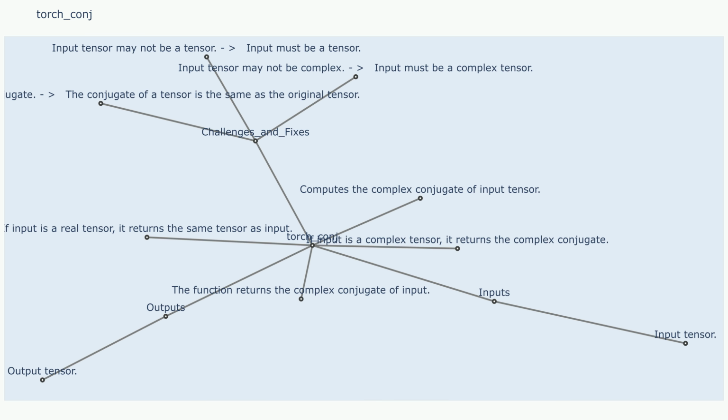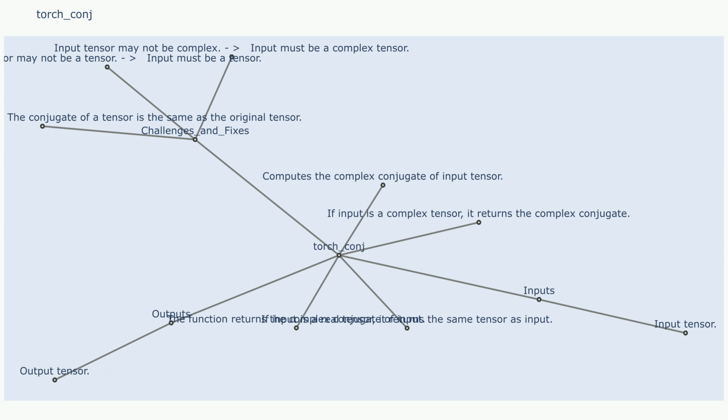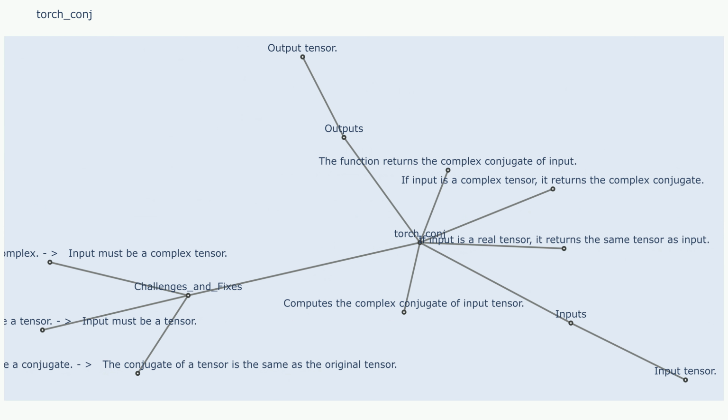Torch conj. Description: the torch.conj function computes the complex conjugate of a tensor. It's crucial for operations involving complex numbers in numerical computations. Inputs. Input 1: a tensor containing complex numbers. This input can be of any supported tensor type.